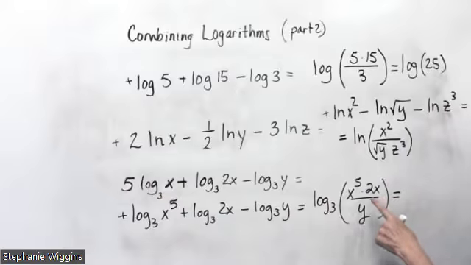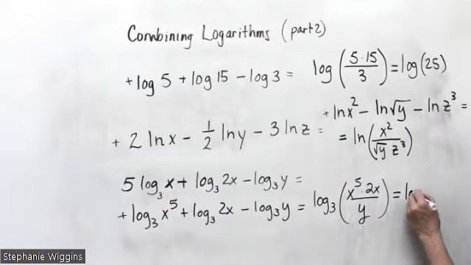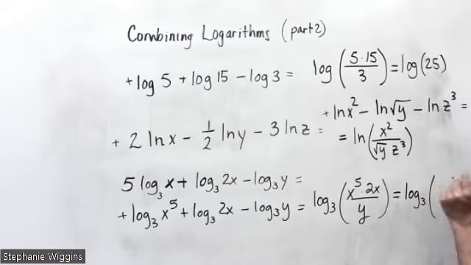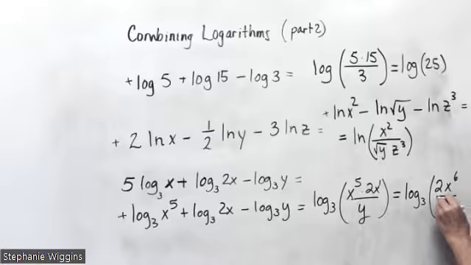And to simplify this, I've got x to the 5th times x. I'll put the 2 out front after. I want to put the log base 3 first. And then I'm going to have 2x to the 6th. I just added the exponents here on x: 5 plus 1 is 6. And then I'm going to divide by y. And there we have our condensed log.